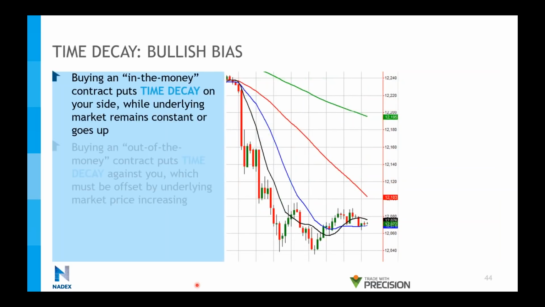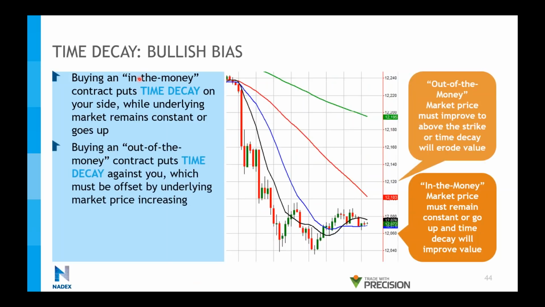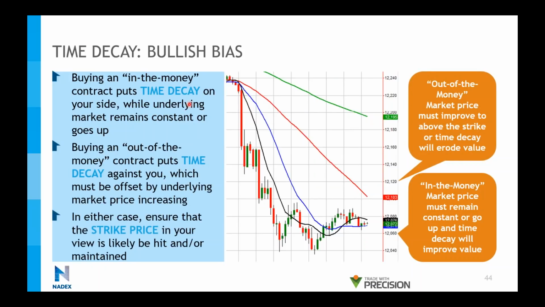All right. Time decay with a bullish bias. Buying an in the money contract puts time decay on your side, as we've said, while the underlying market remains constant or goes up. Why? Because with every passing minute, probabilities are reduced that the market price moves against you. Buying an out of the money contract puts time decay against you, which must be offset by the underlying market price increasing, because every minute that passes where nothing happens, you have a minute less for price to move in your direction. In either case, ensure that the strike price is, in your view, likely to be hit or maintained.